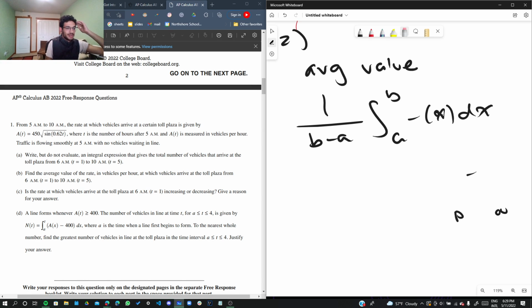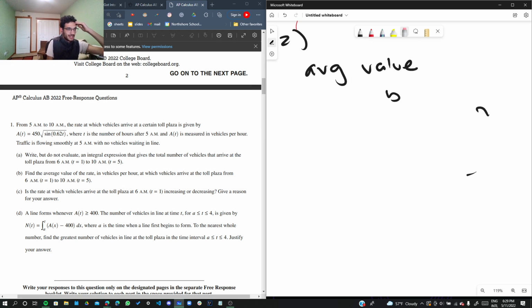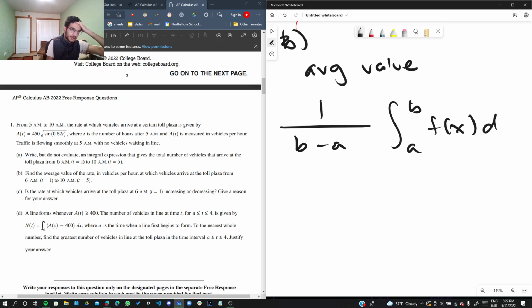It is average value, and I was just tired, I guess, on the AP exam. I don't know. But yeah, let me just rewrite that again. So it's 1 over b minus a of the integral a to b of f of x dx. And here, what they're trying to do is the average value of the rate. So what they're doing is finding this area, which is in vehicles, right?